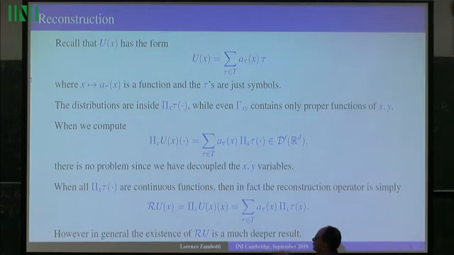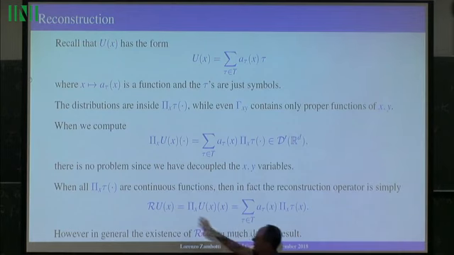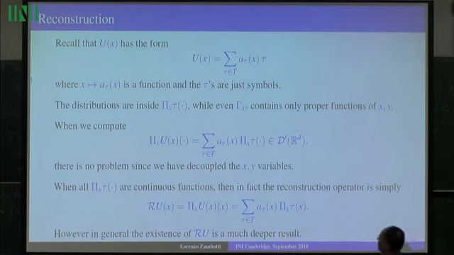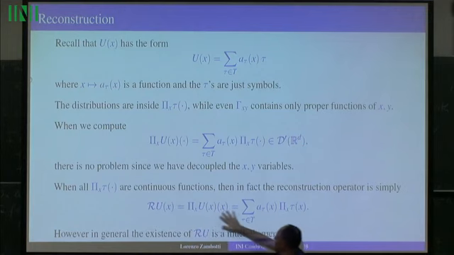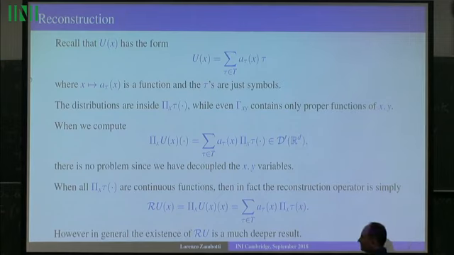In fact, what you would like to do is to compute this at x. So this you can do when the pi x of tau are all continuous functions. So this is really one of the results of the theory. When all these objects are continuous functions, then the reconstruction is just given by this. In general, the existence of RU is much more difficult, and so this is the main result of the reconstruction theorem. So you have some object which replaces this evaluation at x.